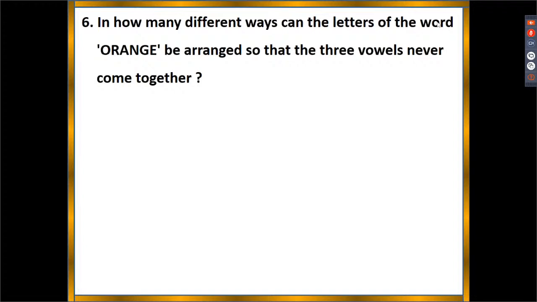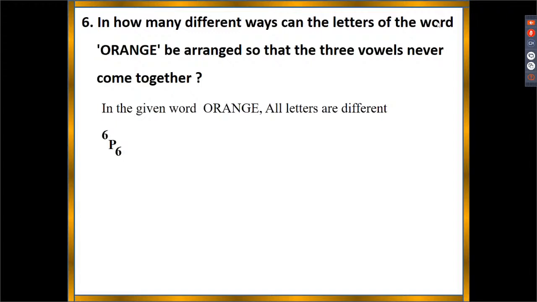So everyone knows orange contains 6 different letters. Using 6 letters without any condition, 6P6, 6 factorial, 720 is the total number of words, including the words where vowels come together and the words where vowels never come together. Out of 720, everyone knows how to find the words where vowels are always together.